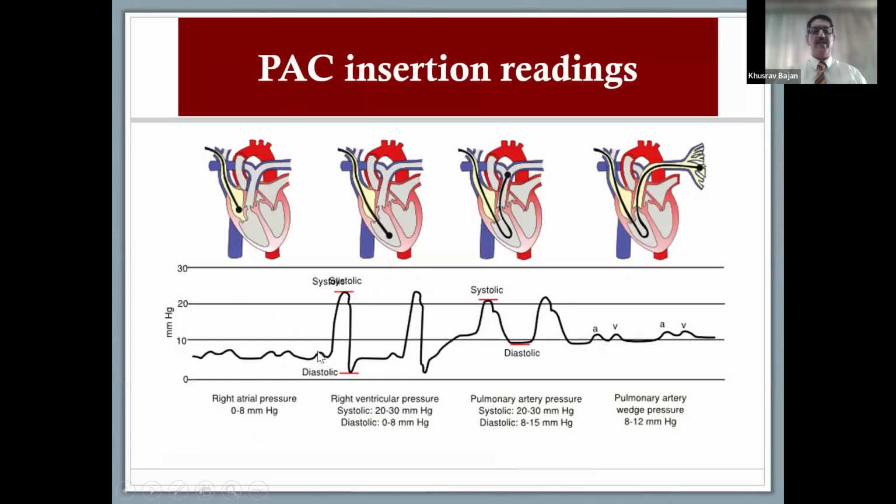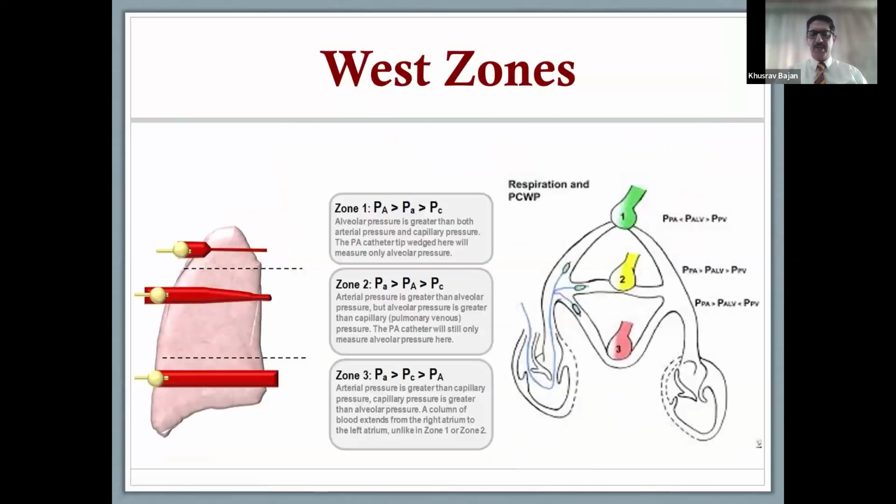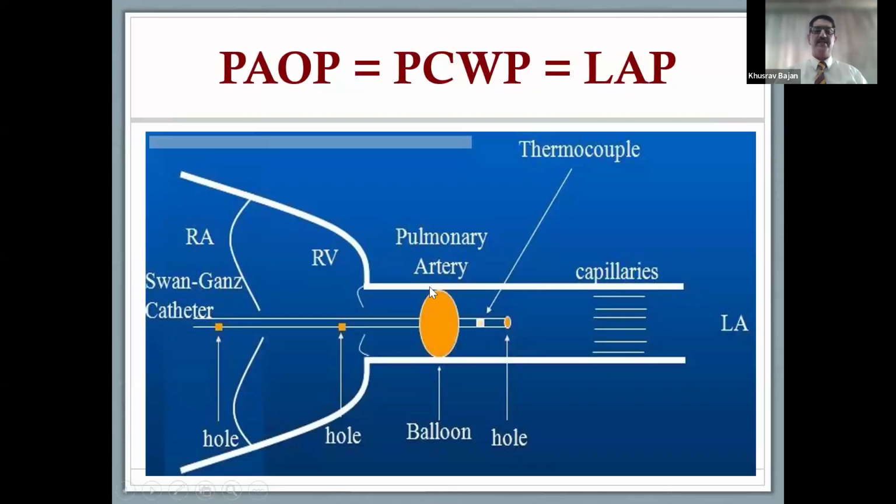First, it is in the RA, then in the RV, and then in the pulmonary artery, where with the balloon deflated, it will look like a systolic and diastolic. When the balloon is inflated, it will look like a wedge, which is nothing but the left atrial pressure. It should be put in West zone 2, which I'm not going into details. If the catheter is in the pulmonary artery, there is no flow between that and the LA on the other side. Therefore, it not only measures the RA pressure, which is the CVP, but it also measures the pulmonary artery wedge pressure or the capillary wedge pressure, which is actually equal to the left atrial pressure.